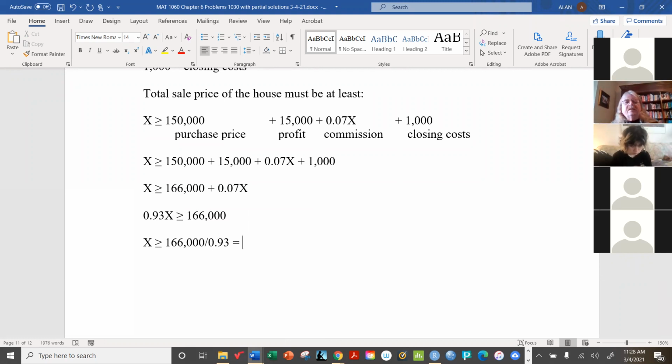Now, again, you may have to round this because of the dollars and cents, but 166,000 divided by 0.93 is 178,494.62, let's say. All right, so the sale price must be at least 178,494.62. Otherwise, they won't sell it. They'll just say, listen, we're going to hang on to it and see what we can get maybe next year in the market.